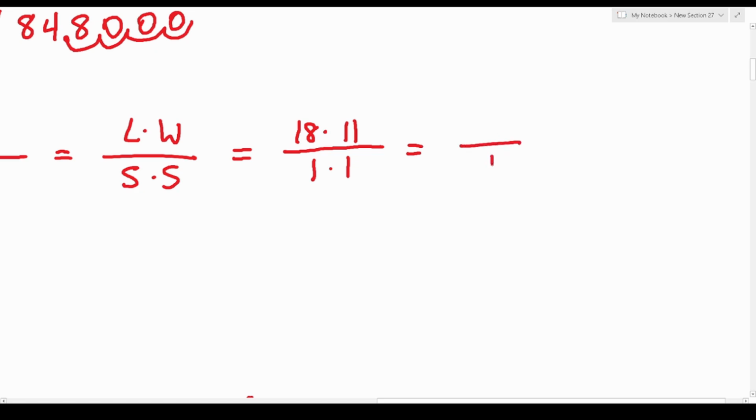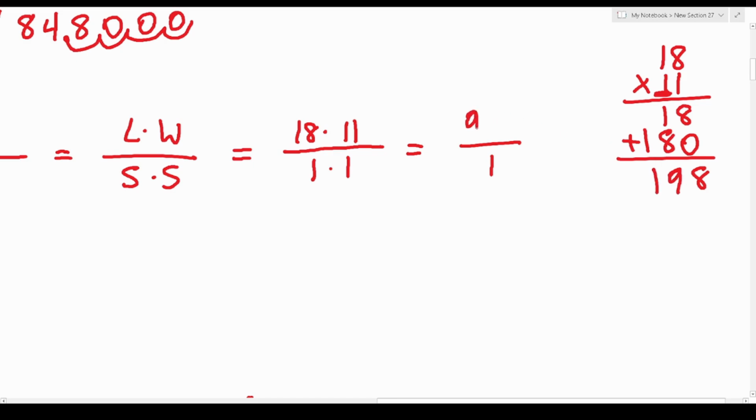1 times 1 is just 1, and 18 by 11, I'm going to work off to the side. This is 18 times 11. 1 times 8 is 8. 1 times 1 is 1. Before we start multiplication with this 1, we have to bring in a 0 placeholder. 1 times 8 is 8. 1 times 1 is 1. Let's add these together. 8 plus nothing is 8. 8 plus 1 is 9. 1 plus nothing is 1. So this becomes 198 over 1.